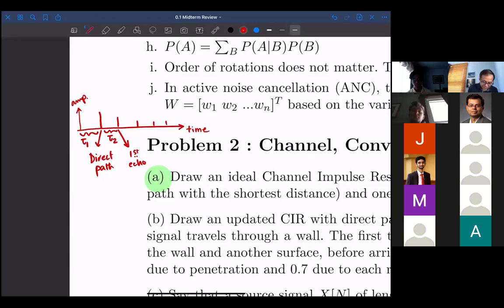Right? And this amplitude value is often denoted as H0, H1, where 0 means the direct path, H1 is the first echo, and so on. Because those echoes are getting reflected, the wall absorbs some of that energy. So typically, these echoes are going to be weaker and weaker. Okay? So this is a labeled diagram of a channel impulse response.